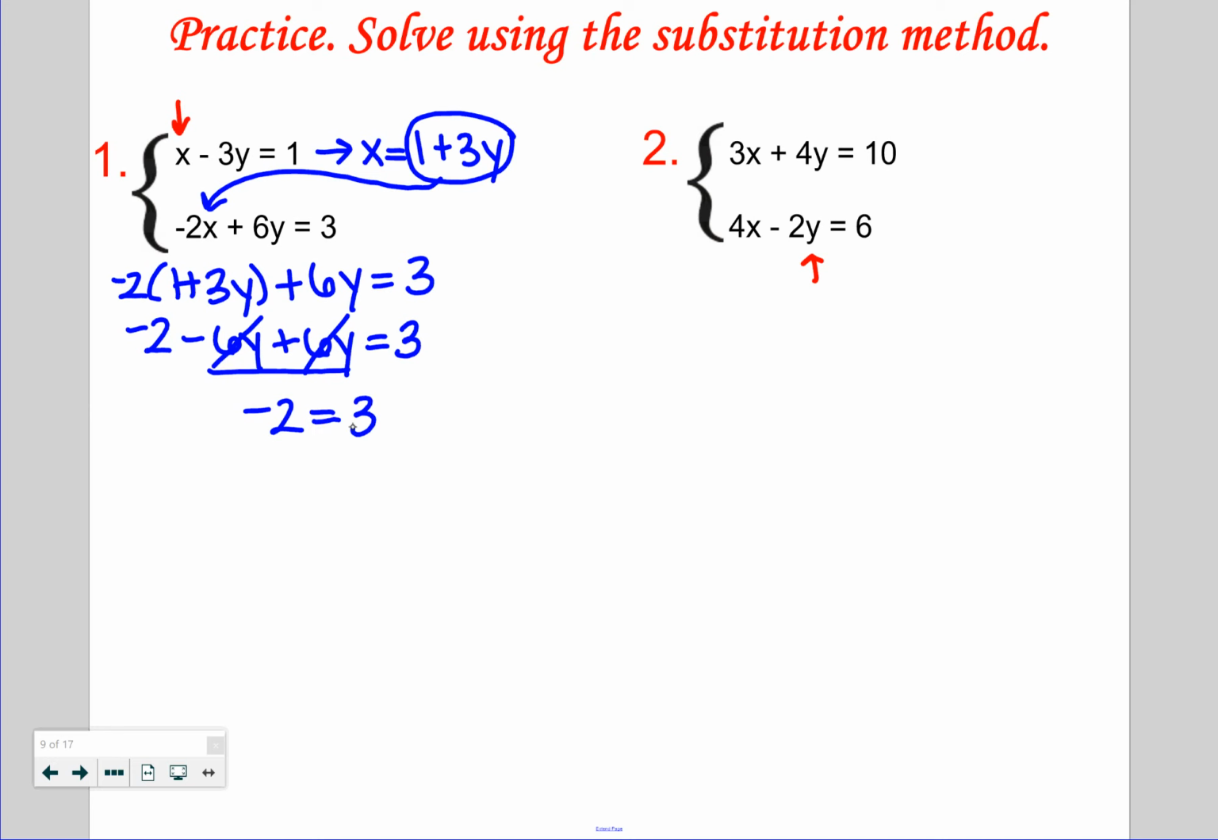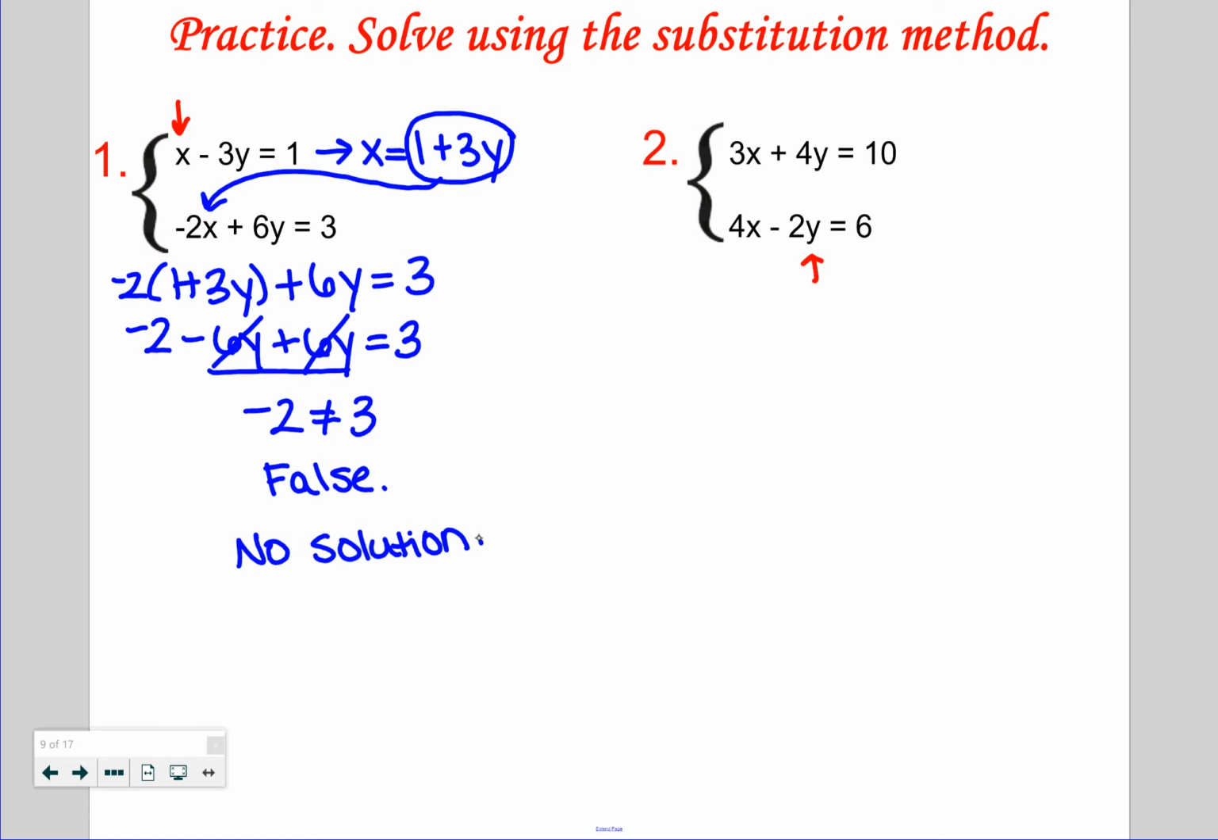So this is what I talked about earlier. When you have all your variables cancel and you're left with either a true or a false statement, you have a special case. In this case, negative 2 does not equal 3. We have a false statement. So we say that this has no solution. This also tells you that the original equations are parallel lines, so you could graph it to see those parallel lines, and we would also call this system inconsistent. Again, a word that may pop up in your MyMathLab.